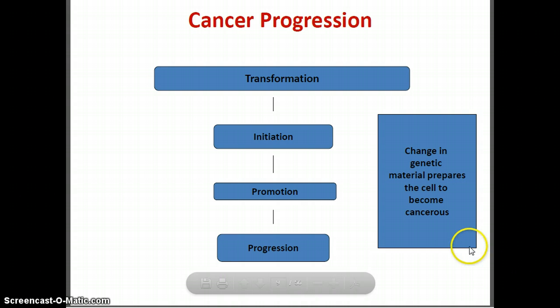Here's the progression of cancer. There is some initiation and promotion. We may have cancer cells in our body, or potentially cancerous cells, and unless they are promoted, perhaps by genetic factors, perhaps environmental factors, they will not cause us harm.